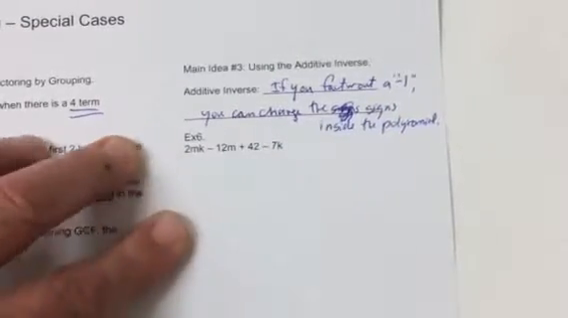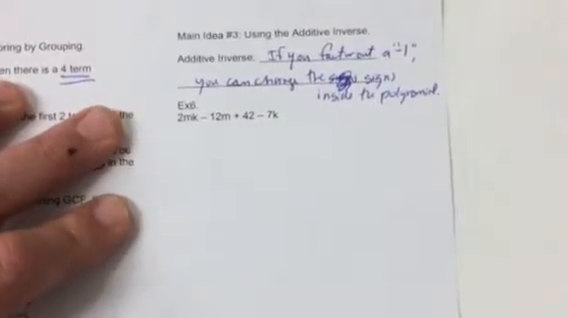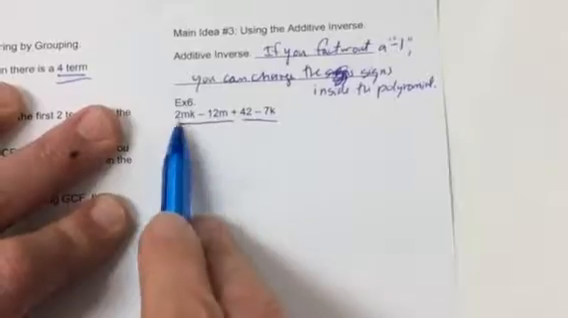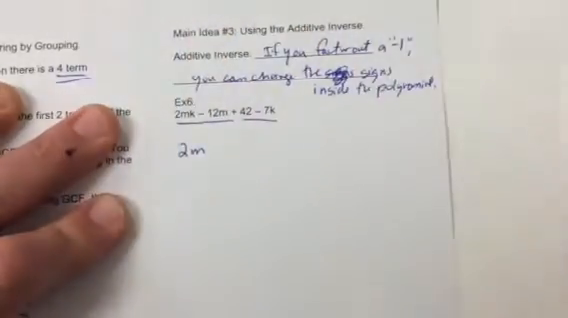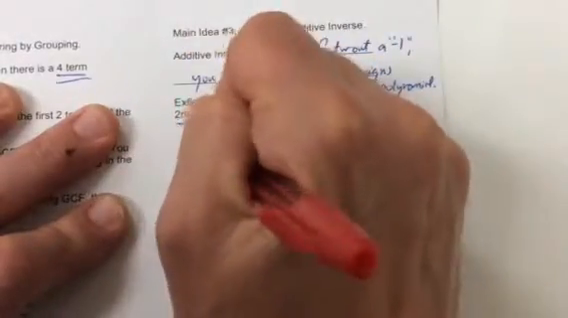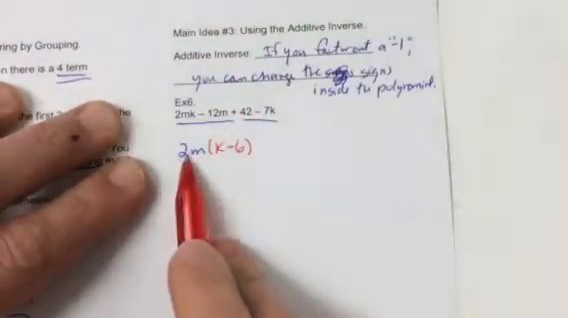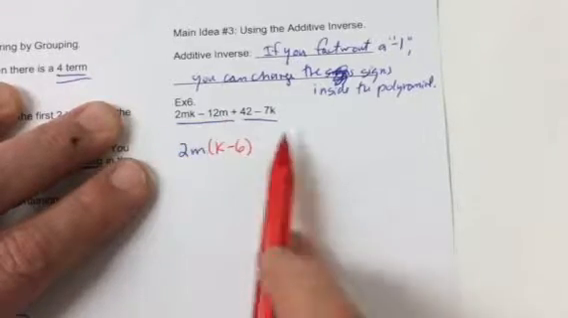Let's look at this example and let's see what that even means. So same thing. I'm going to group the first two, group the second two. GCF of the first two is going to be 2m. So that's going to be 2m. I'm going to end up with k minus 6. 2m times k, 2m k, all that works.